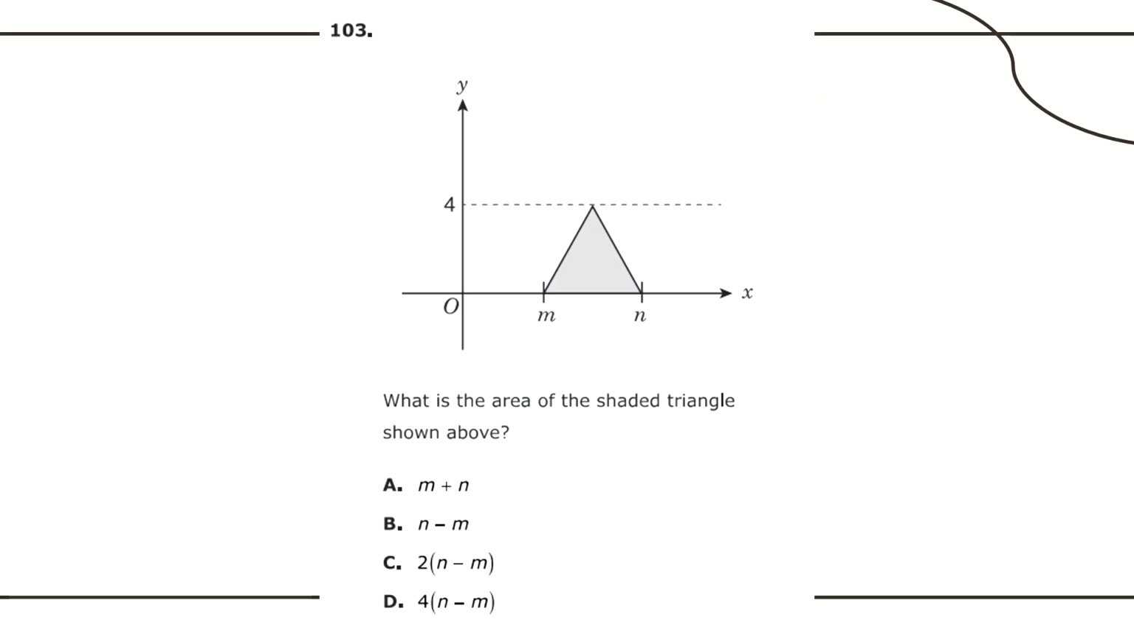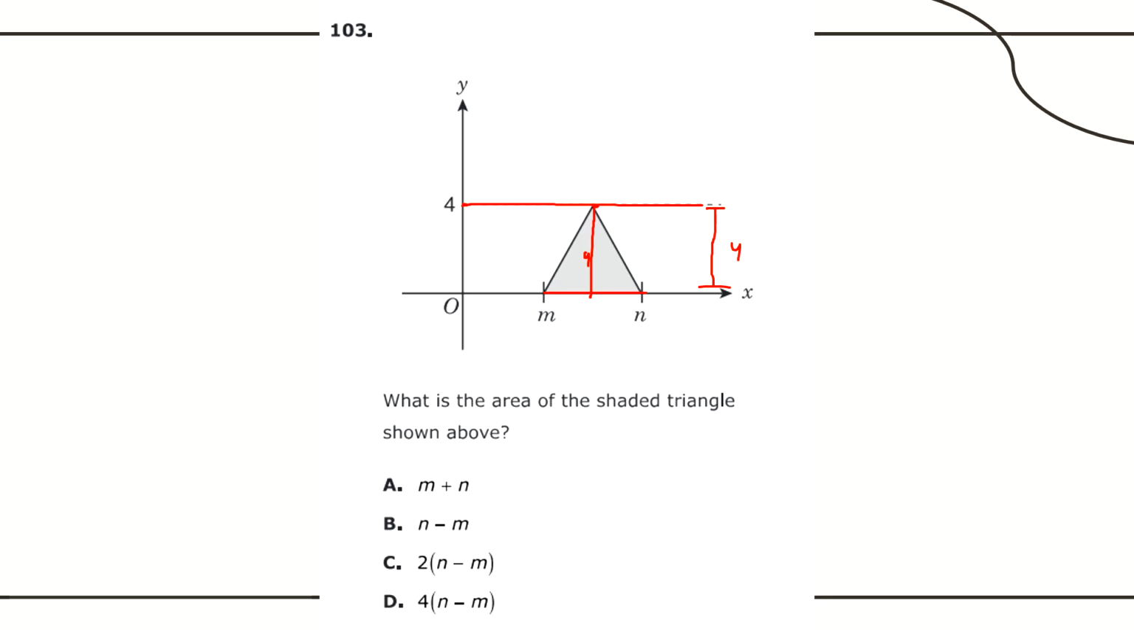In this question, it says, what's the area of the shaded triangle shown above? And this is actually quite a hard question. It tells us to find it in terms of the variables it gave us. So first of all, we know that the height of this triangle is 4 because the y value, such that it goes like this to the top, has a height of 4. So that's an important part of finding the area of this triangle. Now, how do we find the base of this triangle, meaning from M to N?